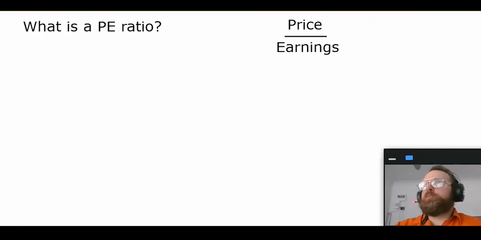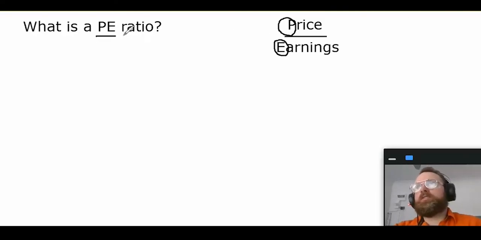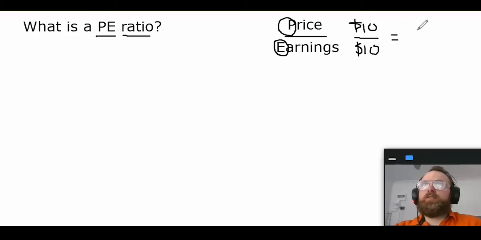So what is a PE ratio? You've got P and E. That stands for price over earnings, or when you say over, it's divided by earnings. That's what gives us the ratio. So a price of $10 over earnings of $10 is a PE of 1.